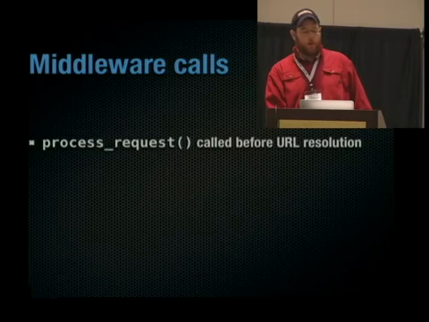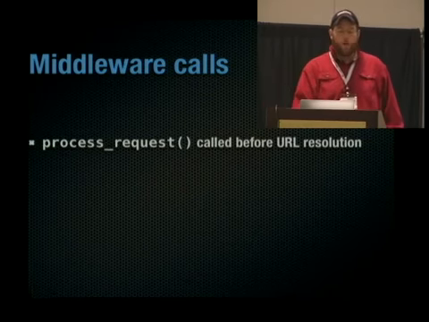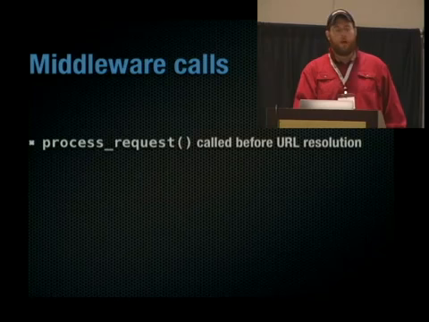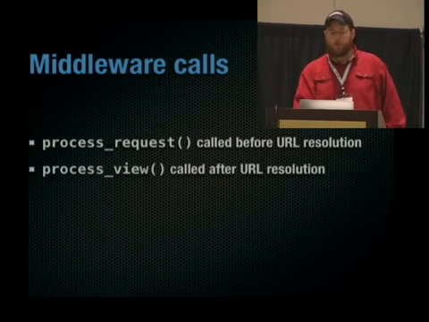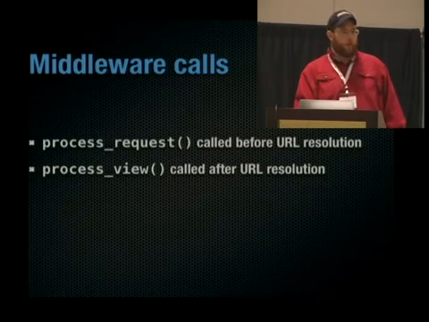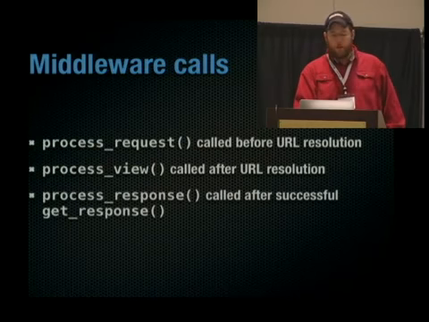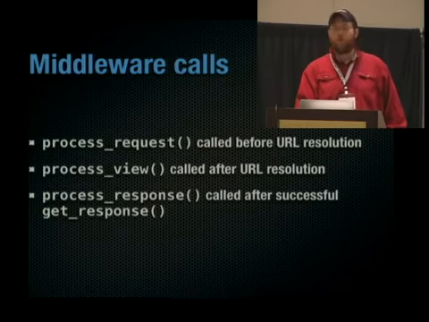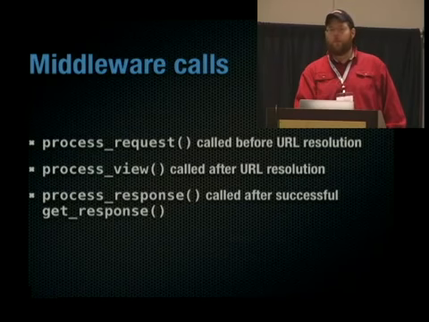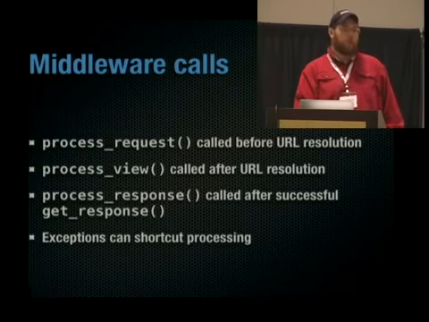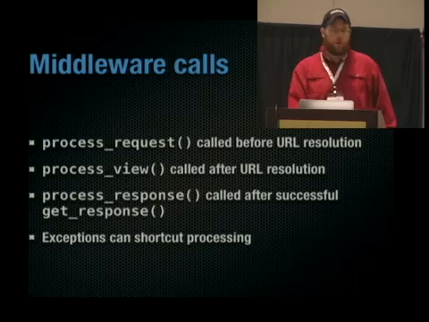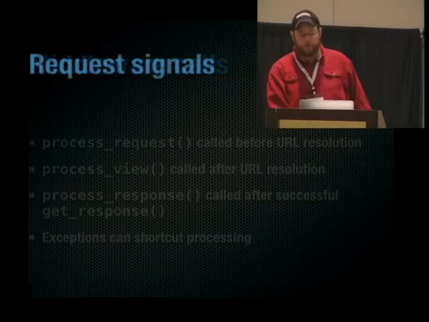Middleware calls basically: process request middleware methods get called just before URL resolution takes place. Process view methods get called just after that. Process response gets called just after the handler's get_response method finishes. And exceptions obviously shortcut straight into process exception whenever they happen.